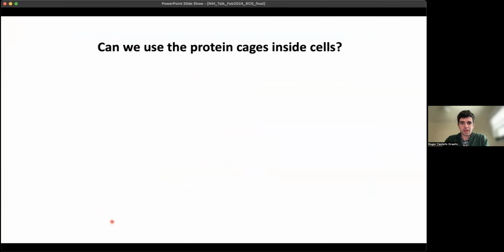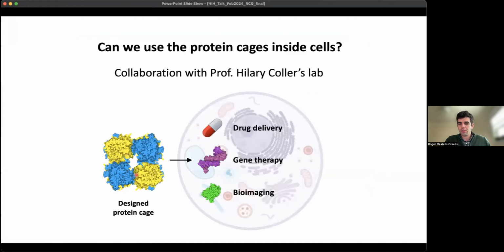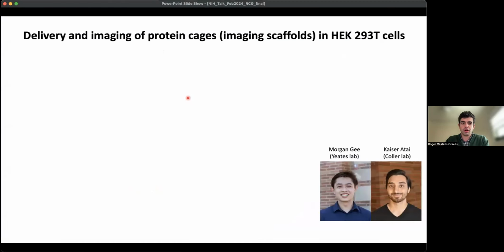So the next question is, can we use these protein cages inside cells? So could you use these designed protein cages, for example, for drug delivery, gene therapy, and in our case, for example, in bioimaging? So we collaborated with the lab of Professor Hilary Kohler here at UCLA to do a few experiments, and I'm going to show you now a couple of the results that we got.